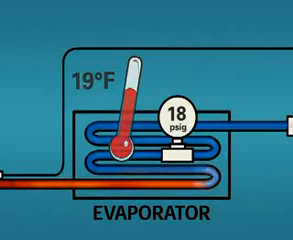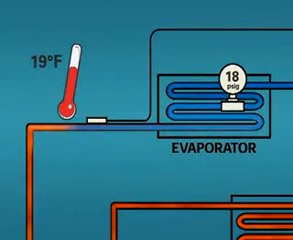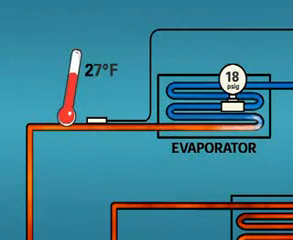reveal this temperature. If 19 degrees Fahrenheit is measured at the evaporator coil outlet, we know the refrigerant is still saturated, and we likely have a liquid and vapor refrigerant mixture entering the suction line. However, our actual measured temperature in this case is 27 degrees Fahrenheit. Because this temperature is higher than our saturated temperature, we know the refrigerant at this point is superheated vapor.